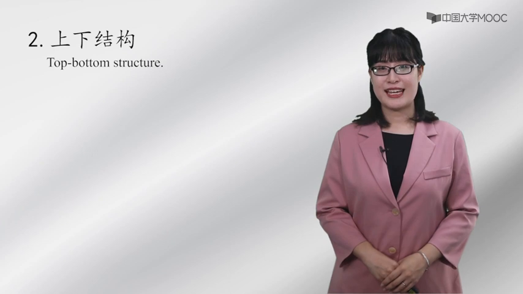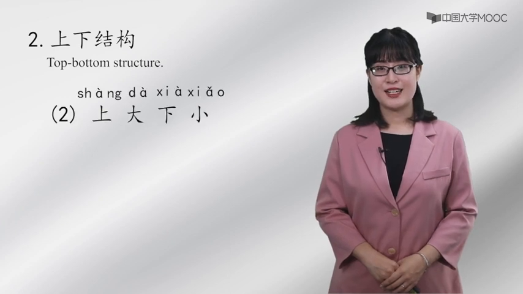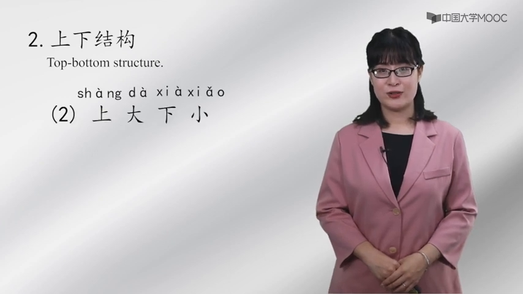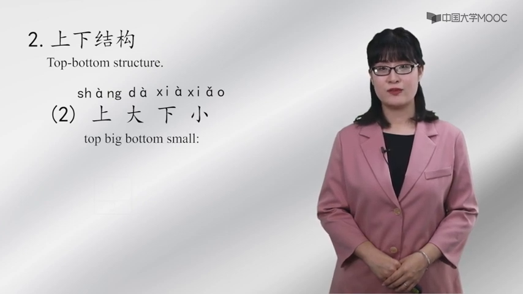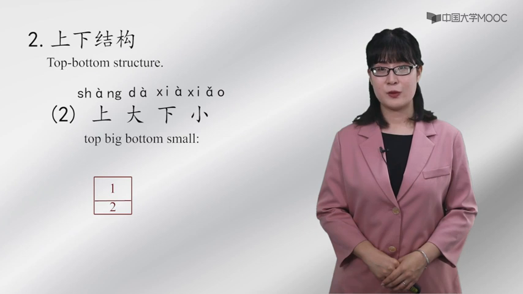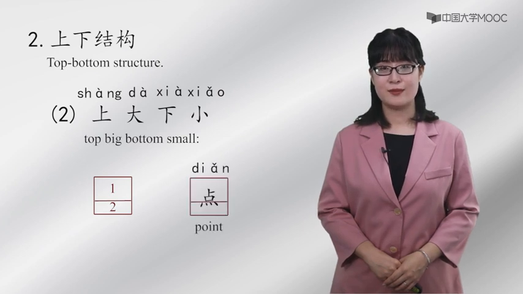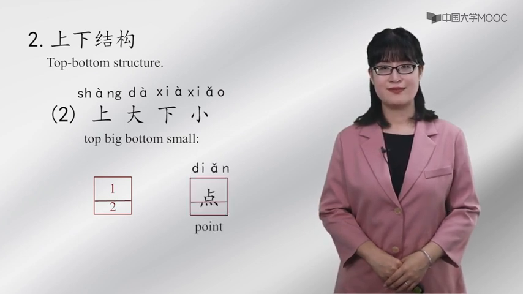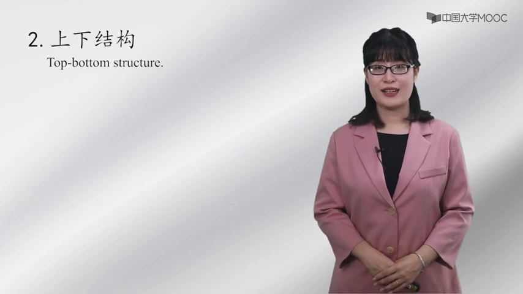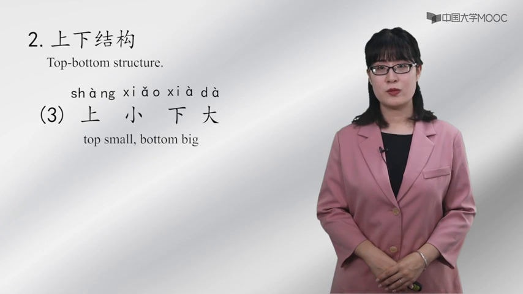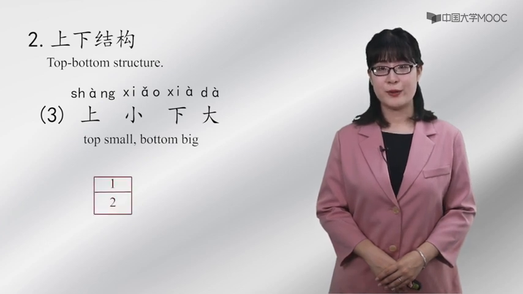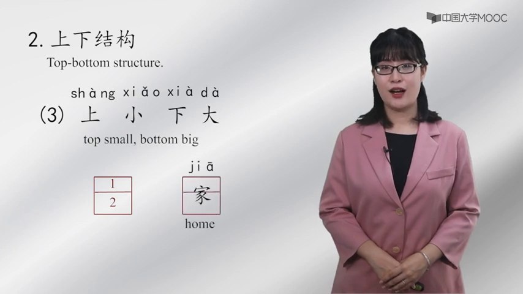The second one is 上大下小, top big, bottom small. For example, 点, point. The third one is 上小下大, top small, bottom big. For example, 家, home.